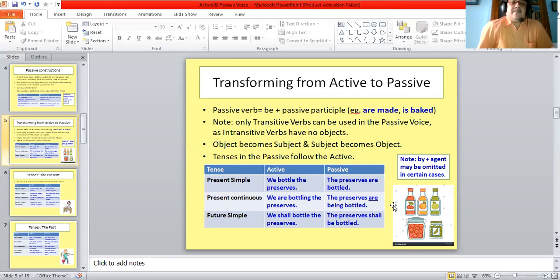In future simple, it can be, we shall bottle the preserves. This will become, the preserves shall be bottled. So these are some uses of the tenses. We can see that the tenses remain the same. Now let us see some more detailed examples of the use of the tenses.